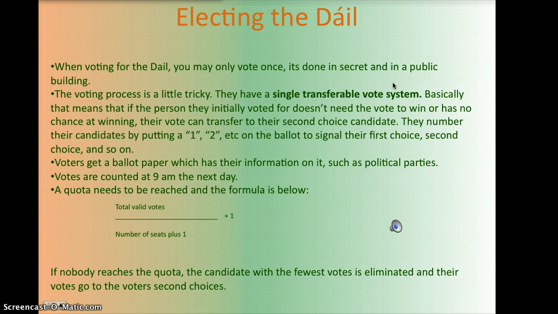When voting for the lower house, you may only vote once, and it's done in secret and in a public building like a school or a government building. The voting process is a little tricky, and it's a lot different from the voting process that we have here in America. They use a single transferable vote system where they basically rank the candidates that they want to win in order of preference. So the candidate that they'd most want to win, they put a number 1 by their name, and their second favorite they'd put a 2, and so on.